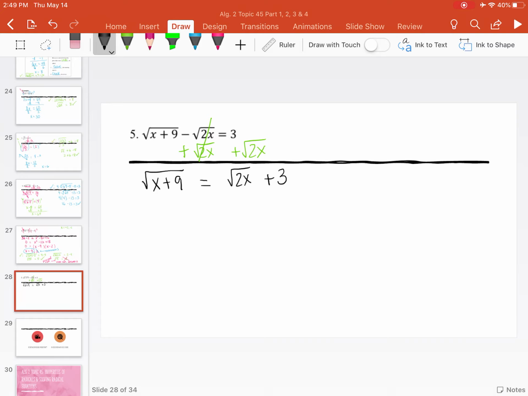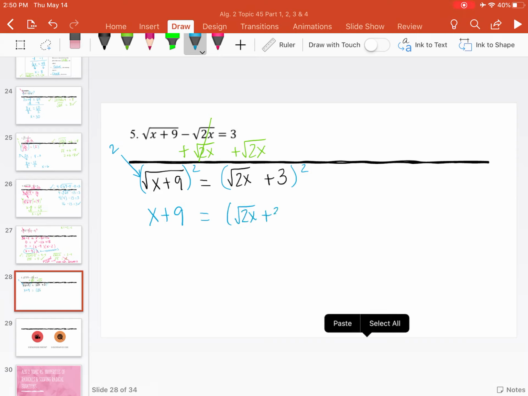Now what we can do, because the index is 2 here, is square both sides. On the left-hand side, the square root and squaring will just leave us with x plus 9. They undo each other. And on the right-hand side, we'll have this binomial times a binomial: square root of 2x plus 3 times the square root of 2x plus 3.